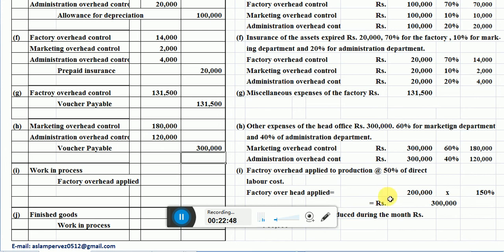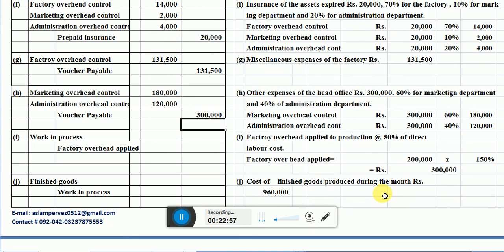Now students, we have to move here. Next transaction, factory overhead applied to production at the rate of 150% of direct labor cost. Students, the direct labor cost is 2 lakh rupees. The 150% means 3 lakh rupees as factory overhead applied here. We have to charge against the working process here. 3 lakh rupees charged to the working process against the factory overhead applied. Factory overhead applied here, 3 lakh rupees.